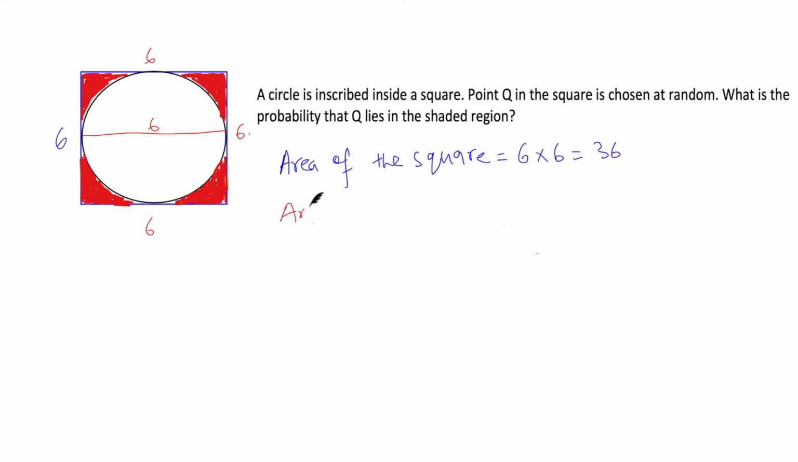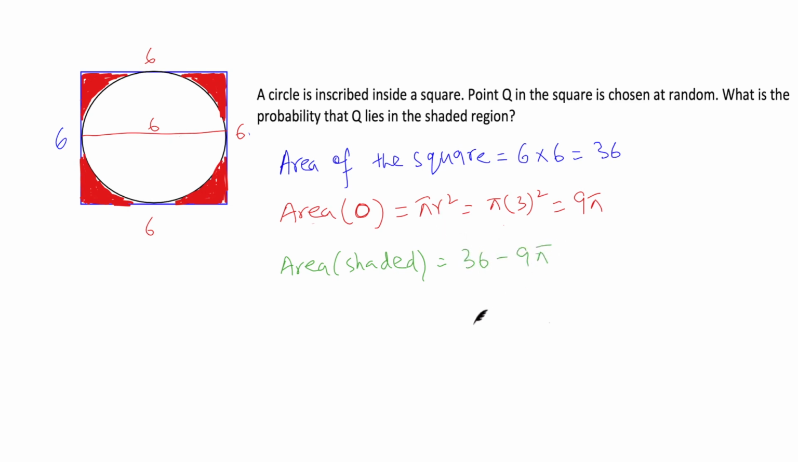So the area of the circle, I'm just drawing a circle here, will be pi r square, that is pi into 3 squared, because the diameter is 6, so radius has to be 3. We have 9 pi. That means the area of the shaded region is 36, area of the square minus area of the circle. 36 minus 9 pi. This is the area of the shaded region, but we are not done yet.